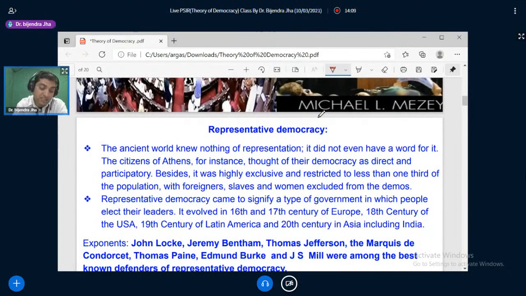The ancient Greek city-state, or the ancient world, even the medieval world, did not know about the idea of representation, right? It is only a modern concept, especially developed in Britain. The ancient world knew nothing of representation, and did not even have a word for it. For example, a citizen of Athens thought of their democracy as direct and participatory. So everyone participated. But if you know, only one third of the population of Athens participated in democracy, because women had no citizenship, slaves had no citizenship, foreigners had no citizenship, metics had no citizenship. Okay, so only equal citizens participated in the collective affairs of the state.